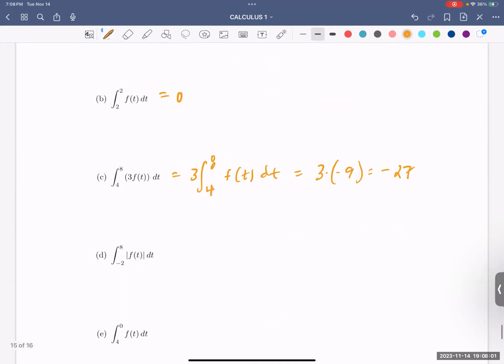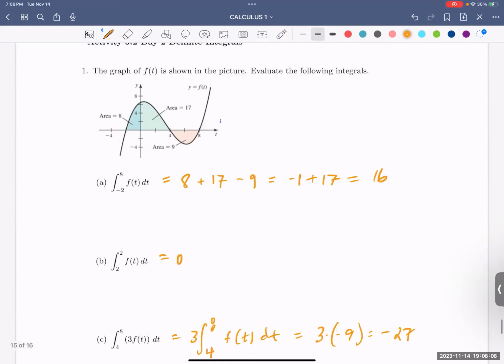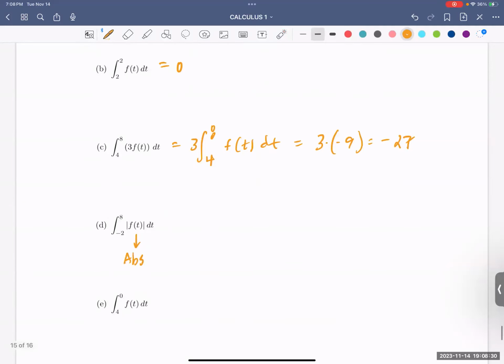From negative 2 to 8, and then absolute value. That means any negative area becomes positive. So negative 2 to 8, again, is going to be an 8 plus 17, but instead of plus a negative 9, it'll be plus a 9, as though this negative area gets flipped up here, and we're looking at a positive 9. So it'll be this, except 8, 17, and a plus 9. 8, 17, plus 9, that's going to be 34.